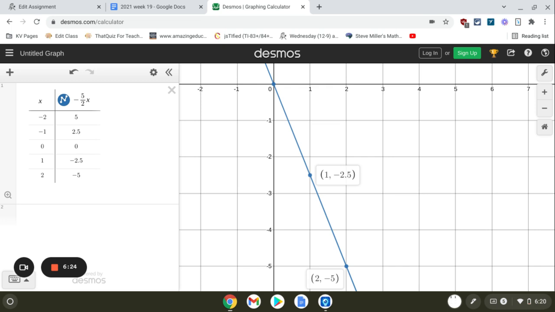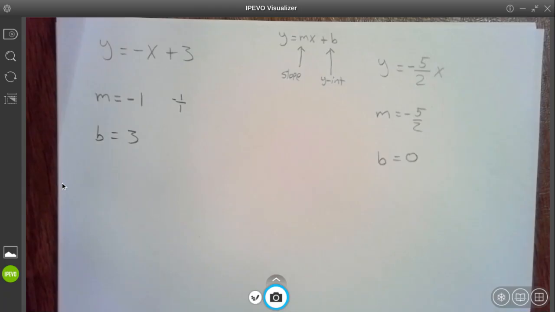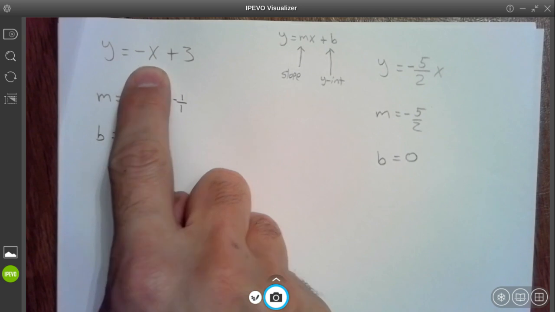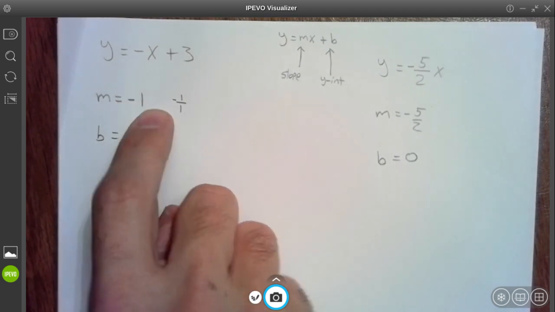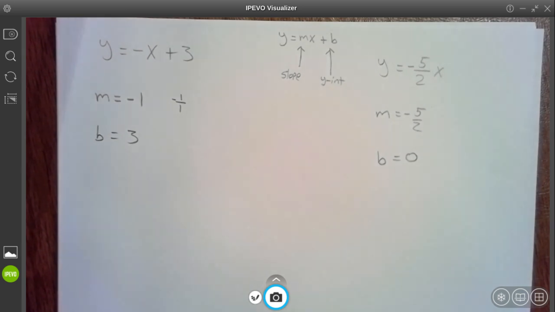I believe that's about it for this one. Yep, I think that's about it. Cool. Whenever there's not a number out there, we say the y-intercept is 0. And what else did we say? Yeah, whenever there's not an actual number attached to the x, we just assume it's a 1. So in this case, we assumed it was negative 1.